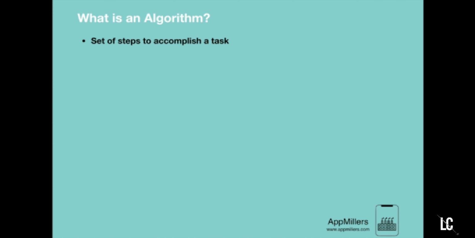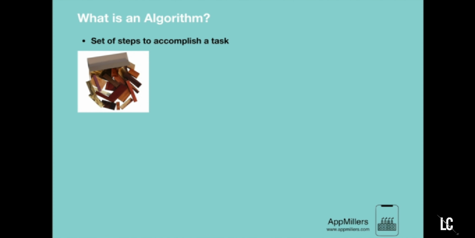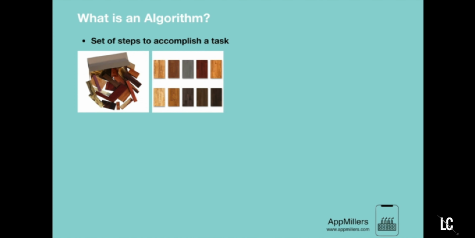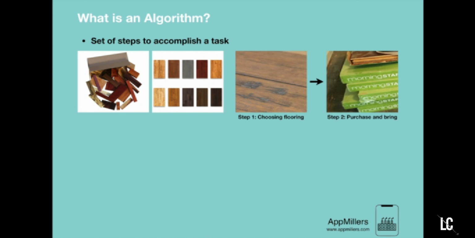Let's look at the previous example that we gave for data structures in which we organized wooden items. So if we want to use these organized wooden items for flooring, we need to accomplish several steps. The first step is choosing flooring, which color that we are going to use. Then we need to purchase it and bring it home.